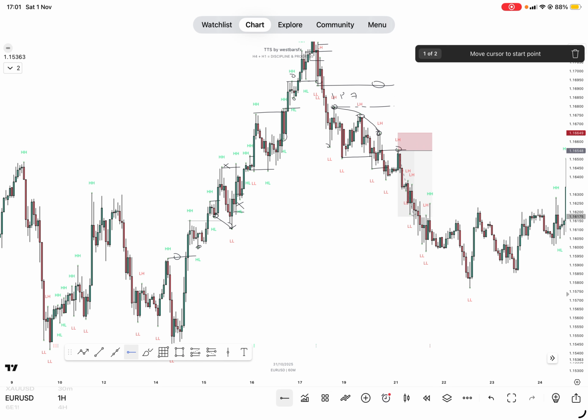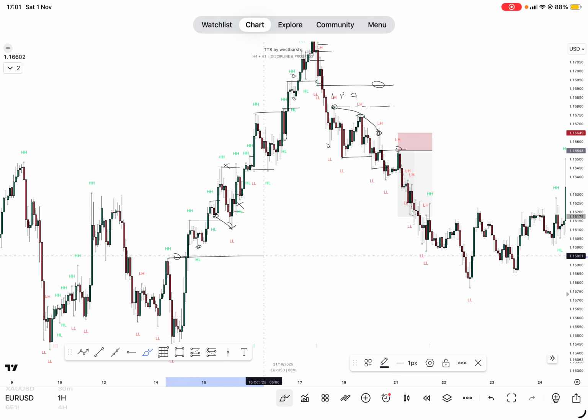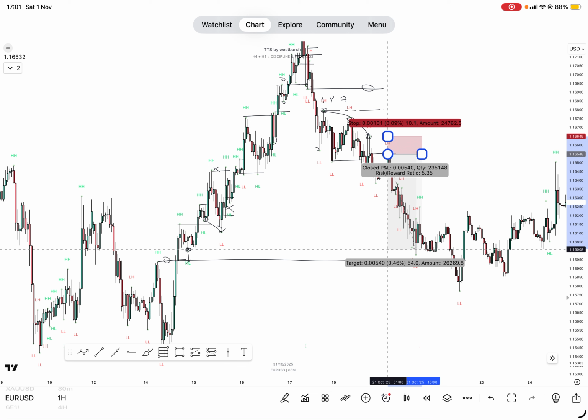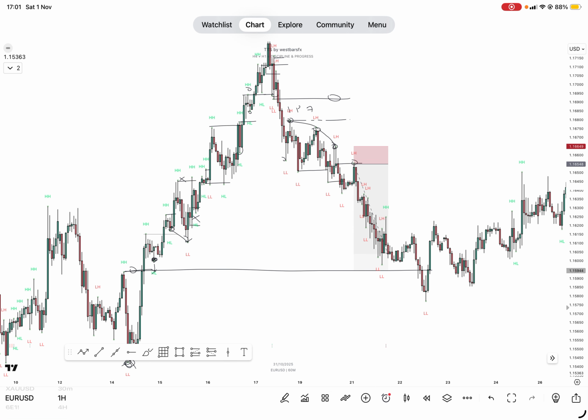And where would my target be? I would target this inefficiency. Why? Because price failed to gain efficiency. And we said that the one thing that is important to price now and forever is to gain efficiency. Price wants to be efficient. Price does not like imbalances. It likes to fill up imbalances. Price wants to be efficient.